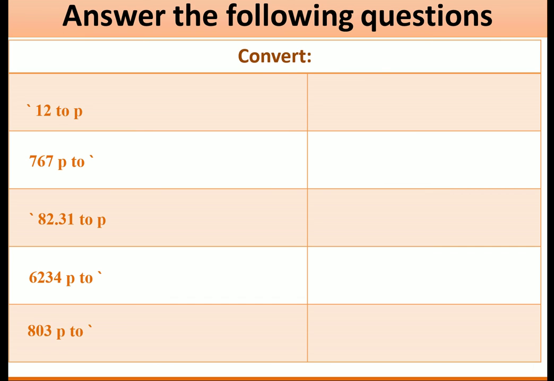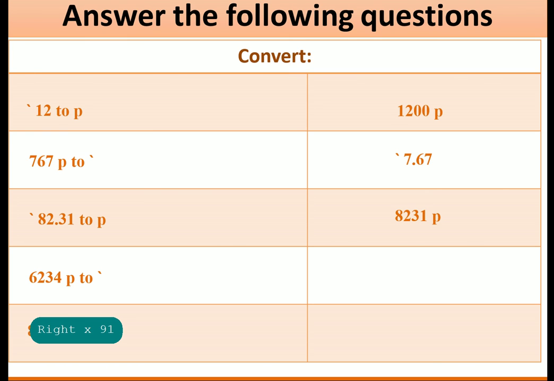Rupees 12 to paisa. It is 1200 paisa. Next, 767 paisa to rupees. It is simple. 7.67 rupees. Easy, no problem. Rupees 82.31 to paisa. Just remove the decimal point and it will be 8231 paisa.